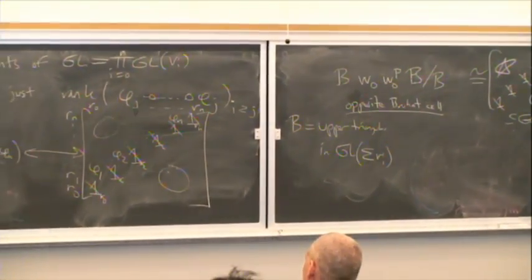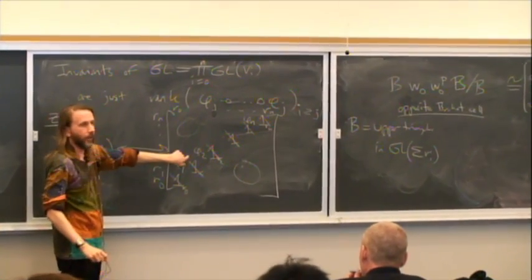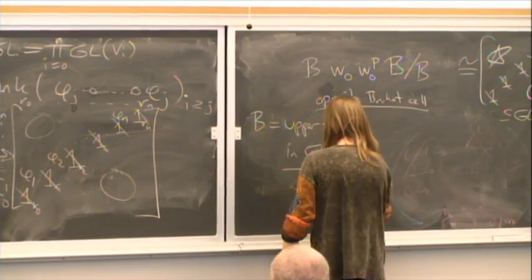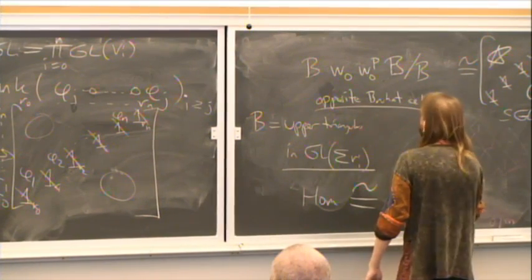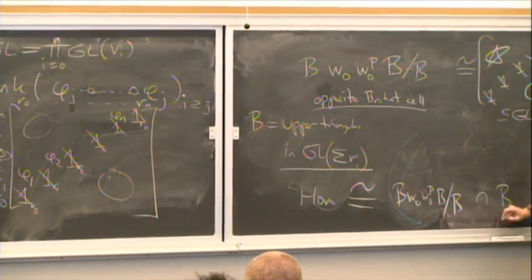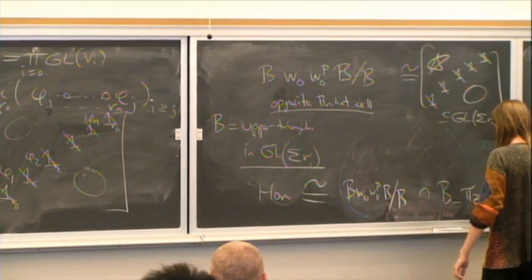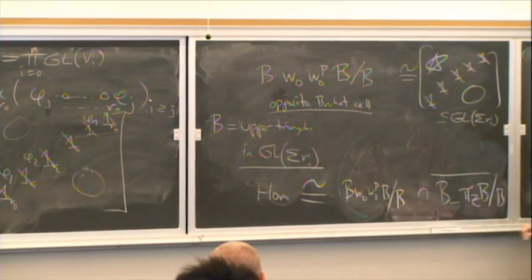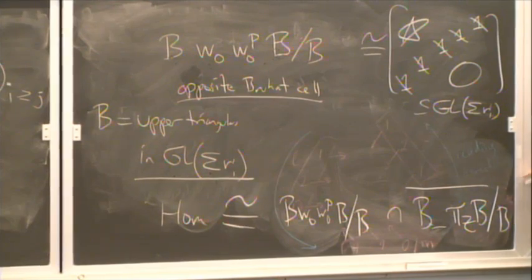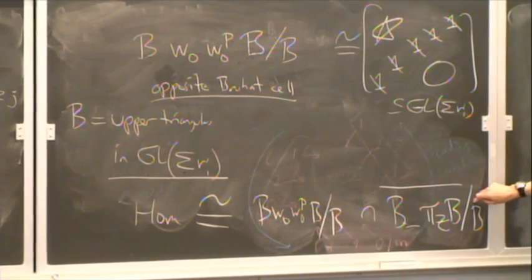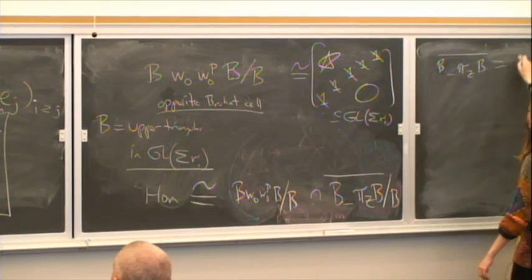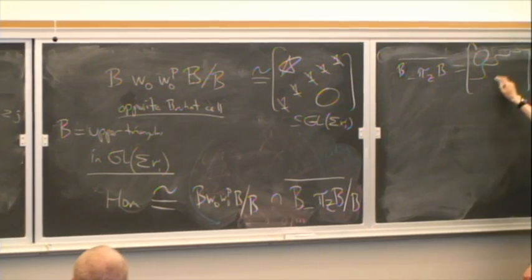Now, this is not the full Bruhat cell. He's not setting up an isomorphism between Hom and the full Bruhat cell, because we also have these zeros up here. He's setting up an isomorphism between that guy and a certain Schubert variety. So B minus is the lower triangular matrices inside this big group. And this guy is the one who, if I just took B minus pi z b closure, that would be these matrices.